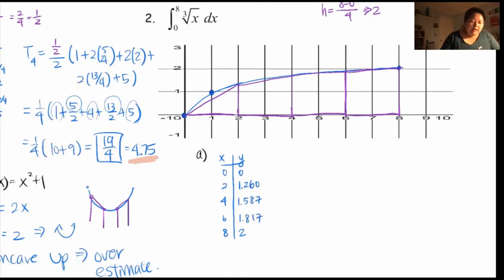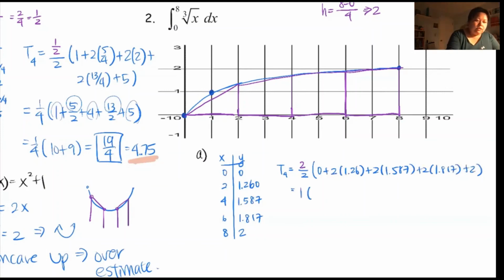Okay, all right, now I'm ready to find the trapezoid rule of this. So the formula says take your height, which was 2, over 2, that's the formula, height over 2, times the first value 0, second y value double, so 2 times 1.26 plus 2 times 1.587 plus 2 times 1.817 plus 2. Okay, that gives me 1. And then 1.26, you double that, you get 2.52.